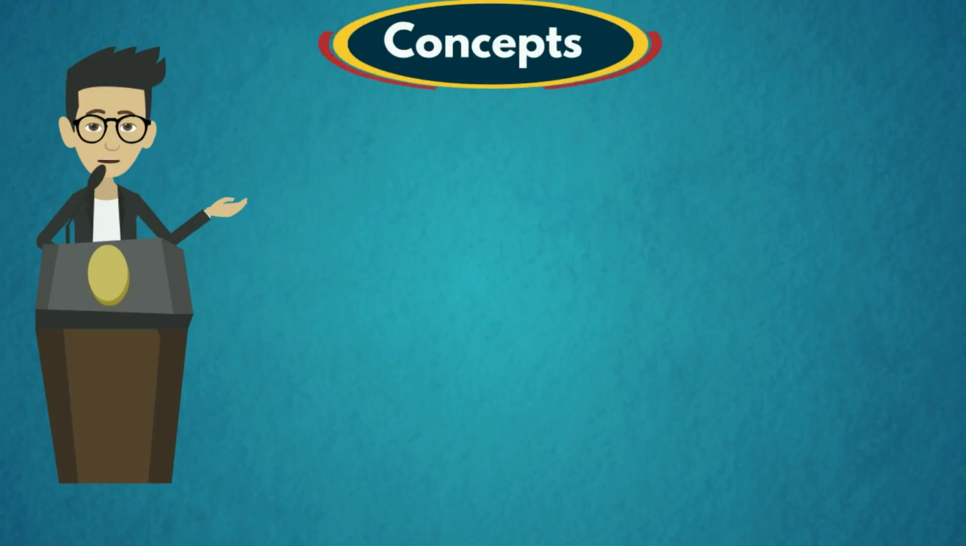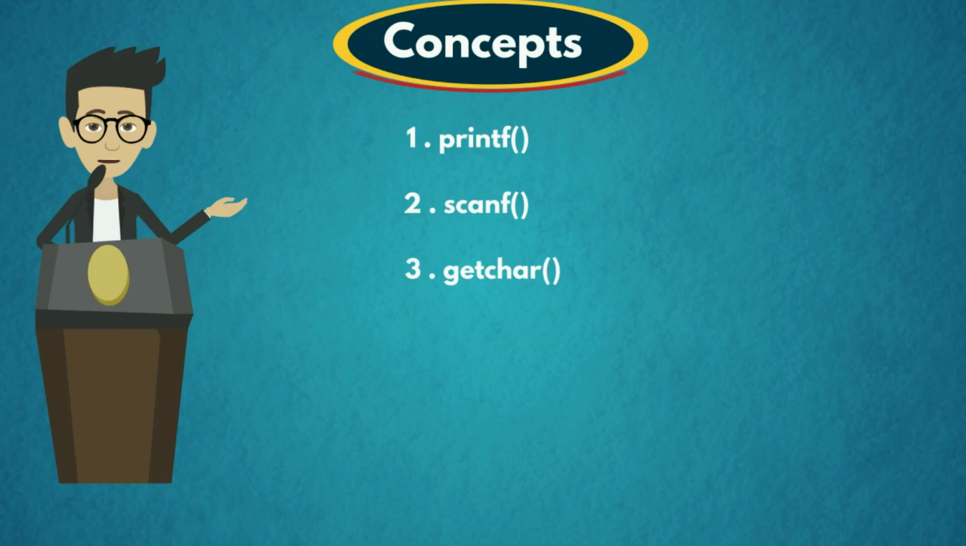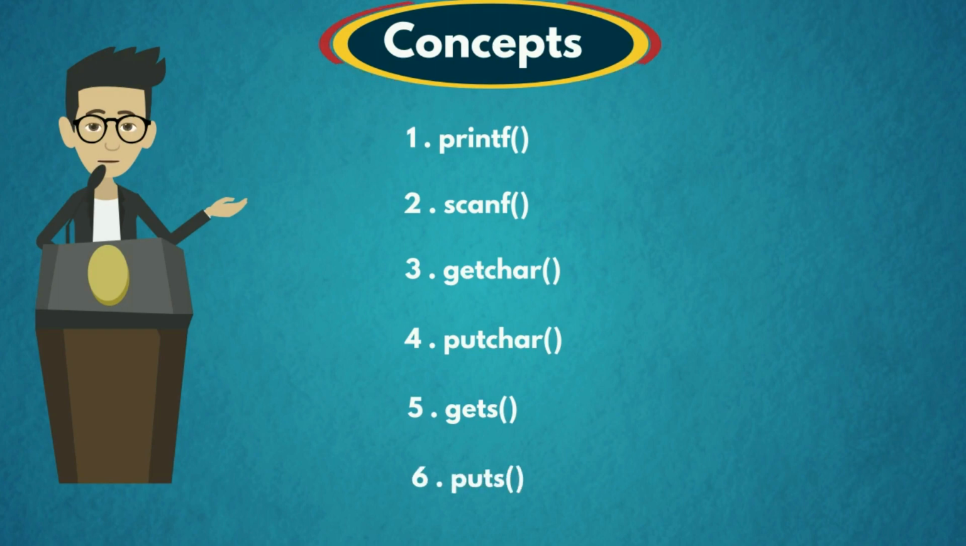The concepts in this video are: first one, printf method; second one, scanf method; third one, getChar method; fourth one, putChar method; fifth one, gets method; and sixth one, puts method. Now let us understand in detail about each method or IO functions.